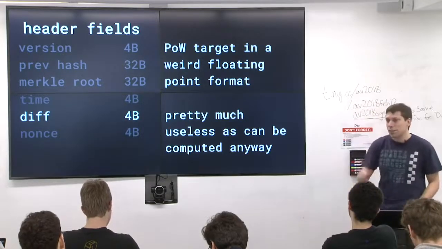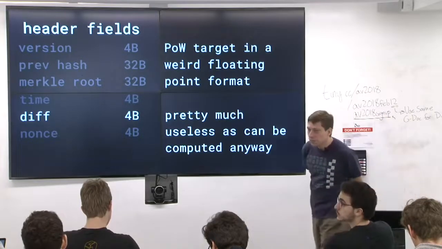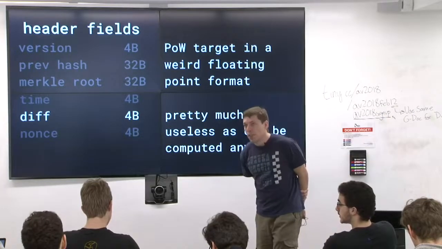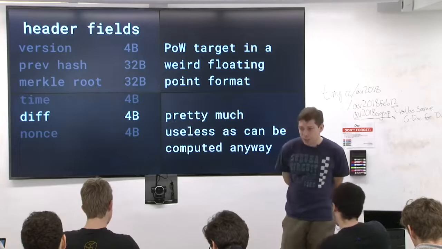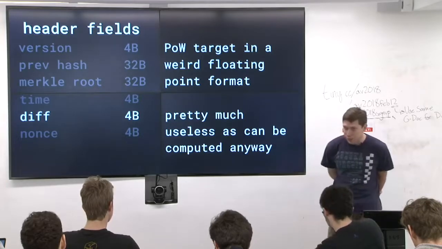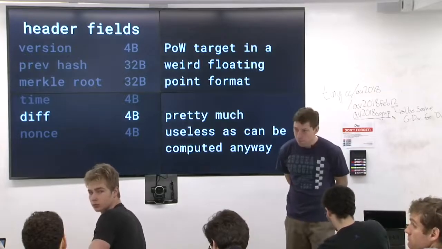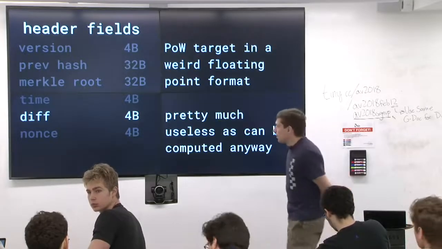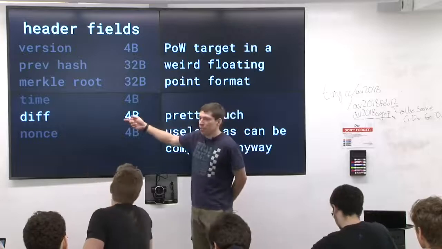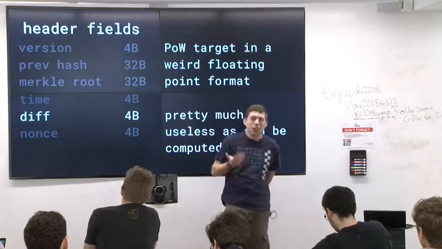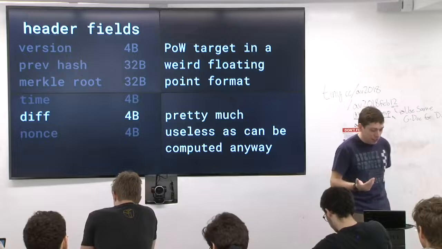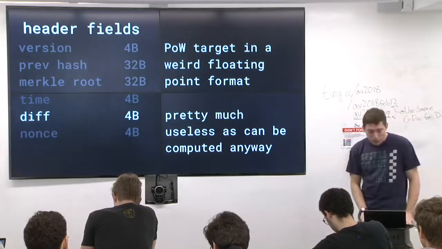Okay, yeah. Is the difficulty constant for 2 weeks then? Yep. Well, sorry, not 2 weeks, 2016 blocks, which is generally around 2 weeks. From block to block, within that almost 2 week period, the difficulty would be the same. So if you actually look at the headers, this is just a constant, it's always the same. So it's kind of a silly field to be in there. You never need it, and it's always the same.